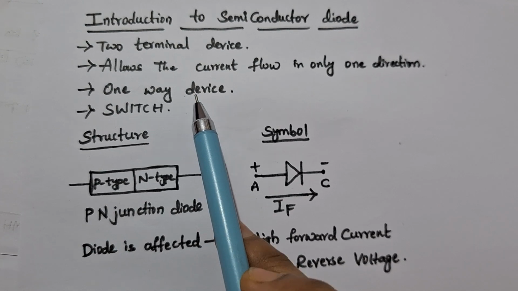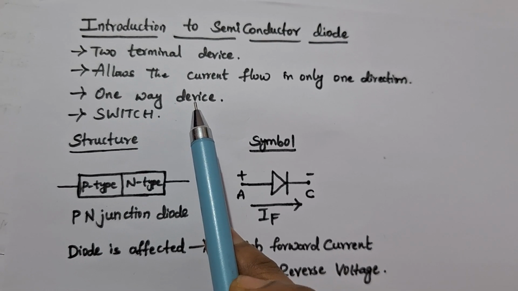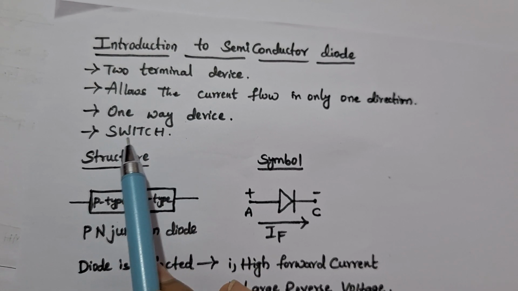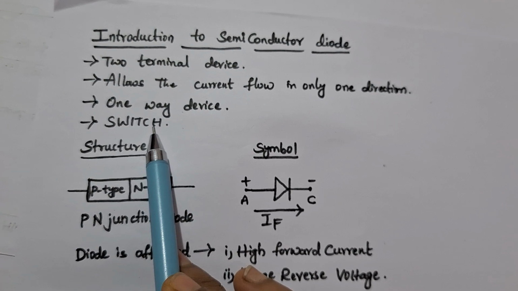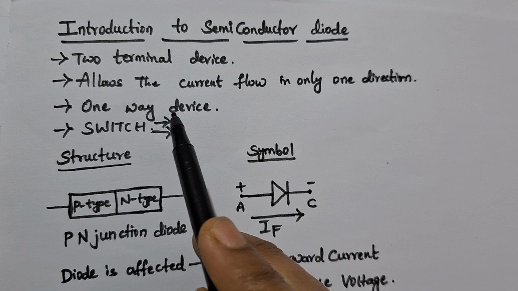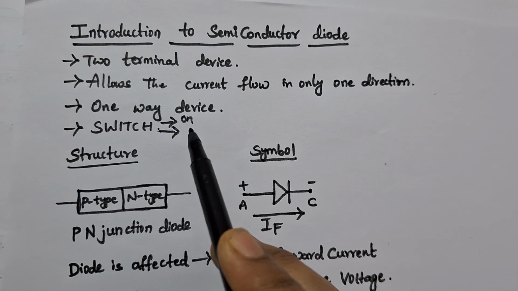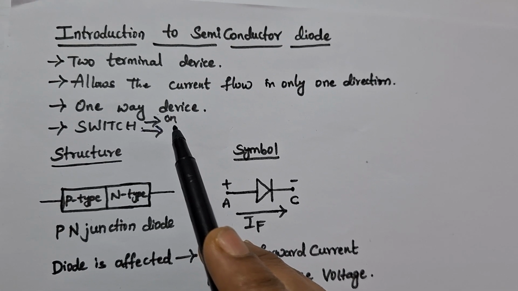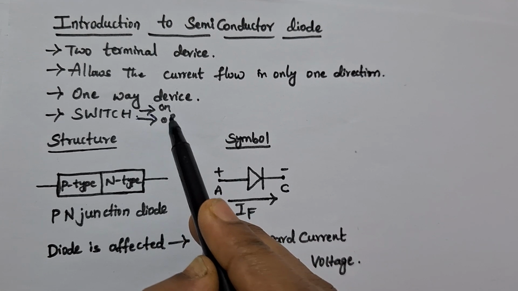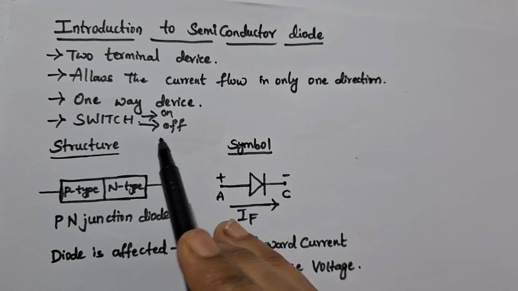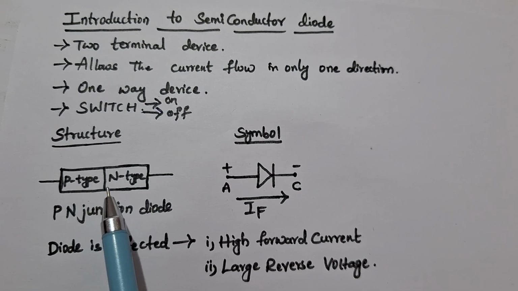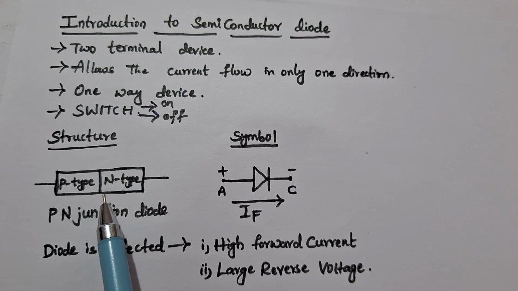Since it allows the current flow in only one direction, we can use the diode as a switch. When we are using a diode as a switch, it will be on when the diode is forward bias, and it will be off when the diode is reverse bias. Now we will see the structure of a PN junction diode.